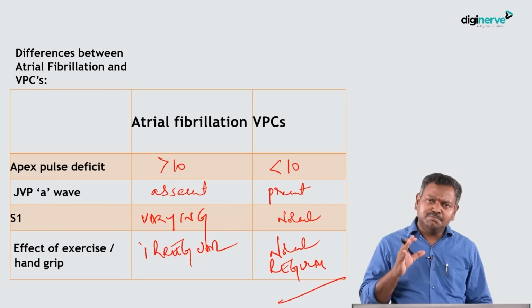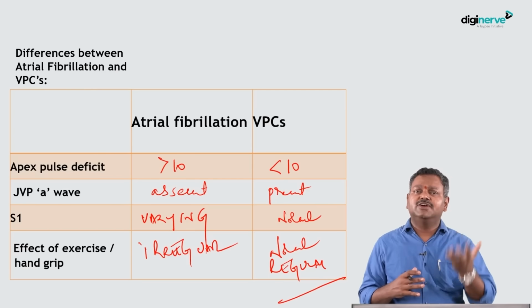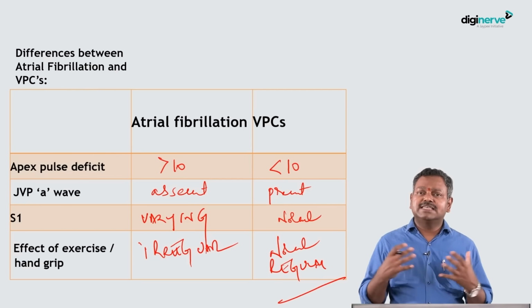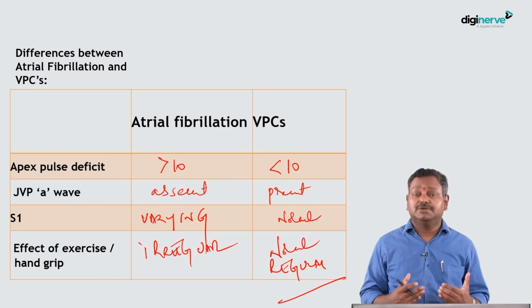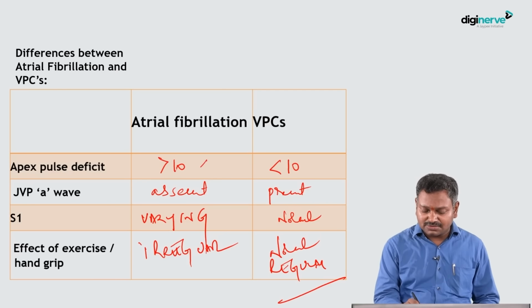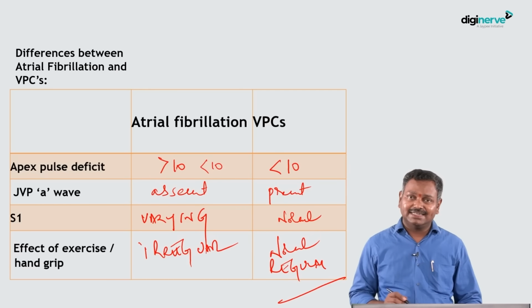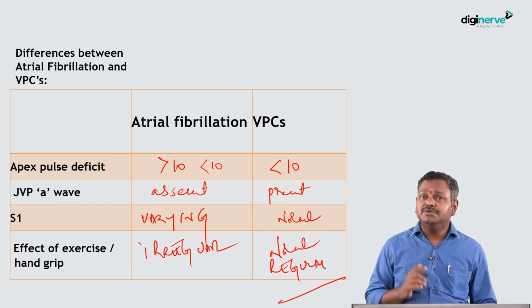Apex pulse deficit is important, but please remember, sometimes atrial fibrillation patients are already on treatment. They are on beta blockers, calcium channel blockers. The heart rate would have come down, so their apex pulse deficit can be less than 10 also. But with VPCs it is always less than 10. So these differences you have to remember.